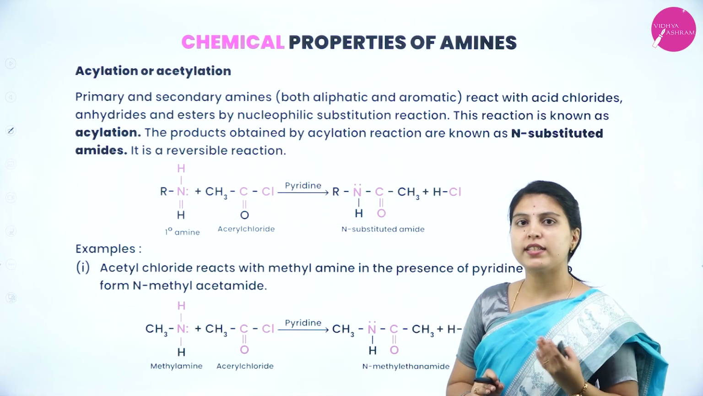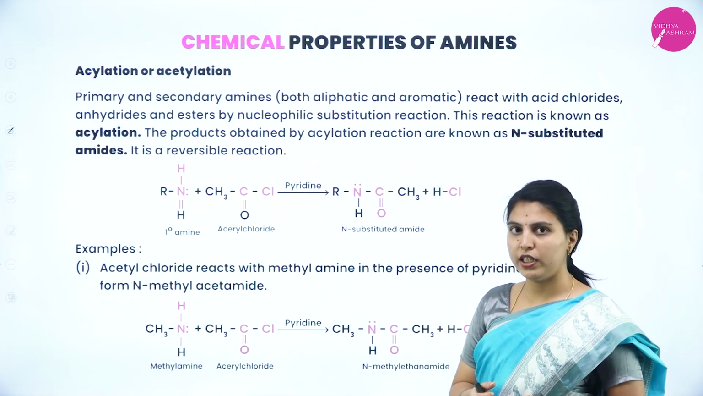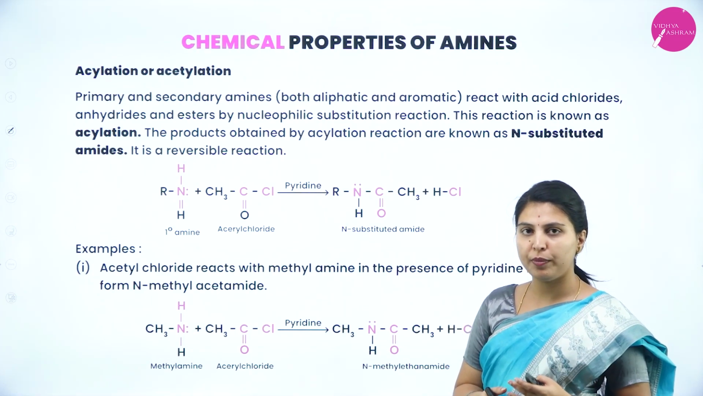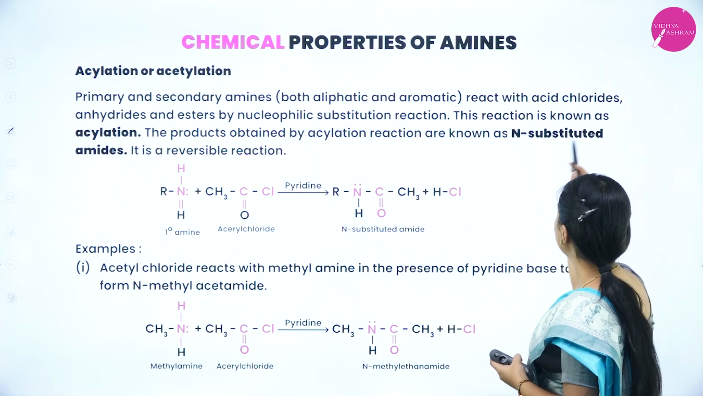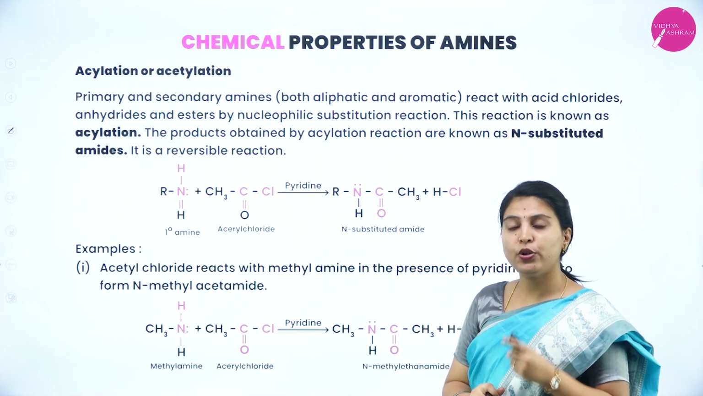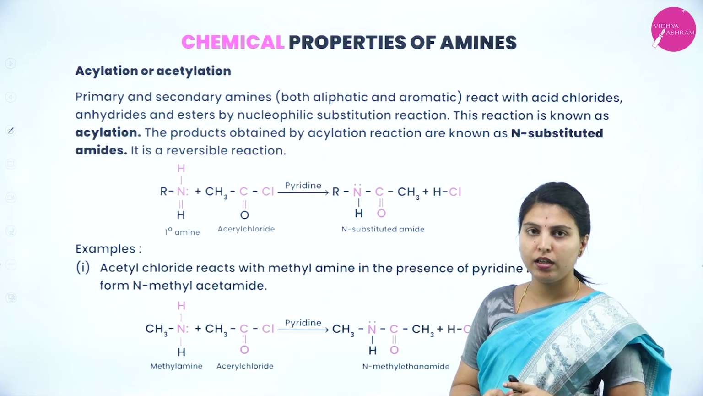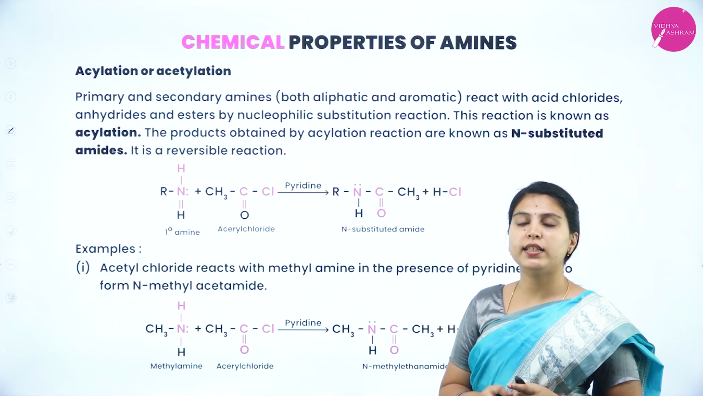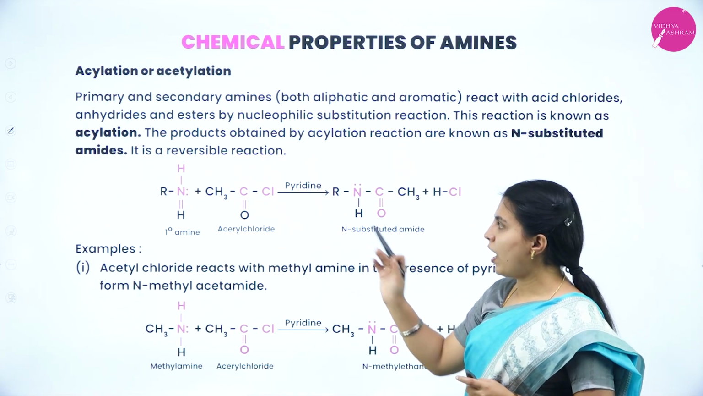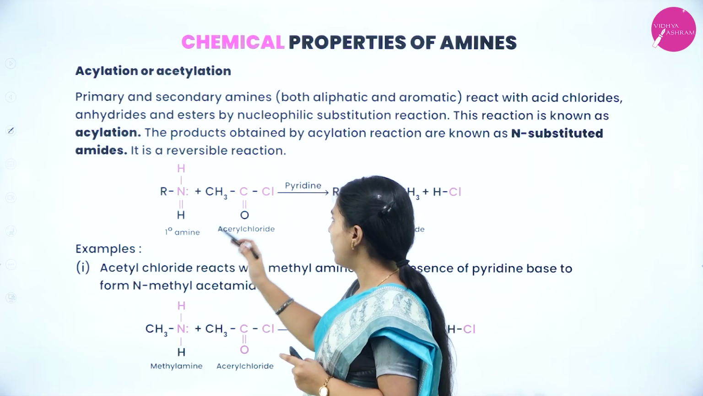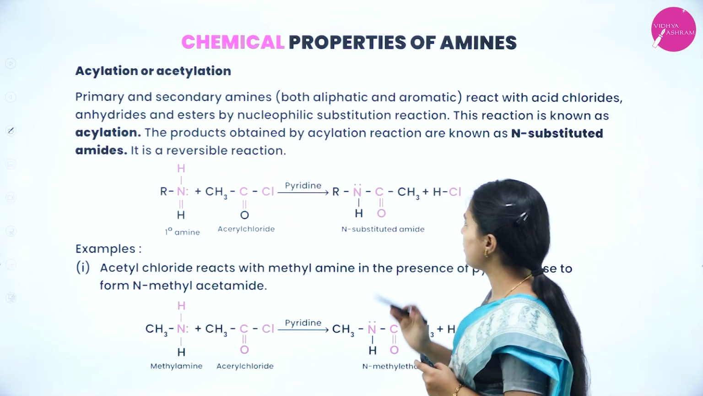Here, primary or secondary amines can be involved in the reaction, and they may be aliphatic or aromatic. They react with acid chlorides, anhydrides and esters by nucleophilic substitution. That reaction is called acylation, and the products are called N-substituted amides. It is a reversible reaction. Primary amine reacts with acyl chloride in the presence of pyridine.